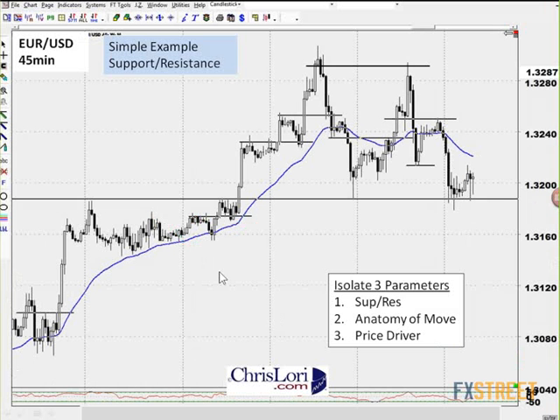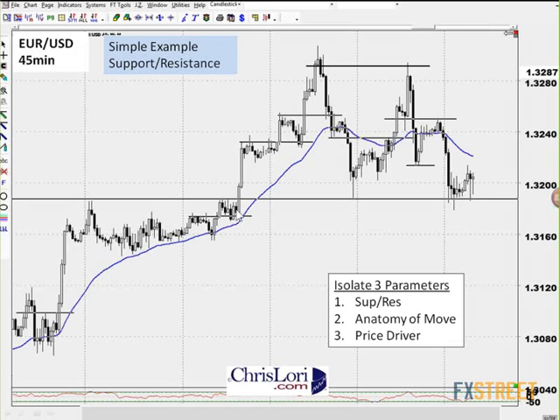So let's just, I couldn't pull the charts up because I was getting some conflict with the programs here. So I just took an old chart. And let's just say, for example, this is the 45-minute euro-dollar chart. And let's just take just support and resistance, okay? You go to your computer, you pull a chart up, and you lay out some parameters. We'll say just support and resistance levels. And let's say we're going to isolate a few parameters. Support and resistance. I look at the anatomy of the move and the price driver.